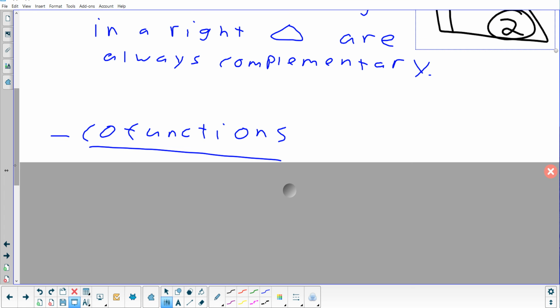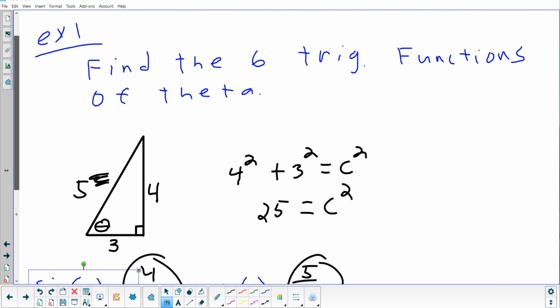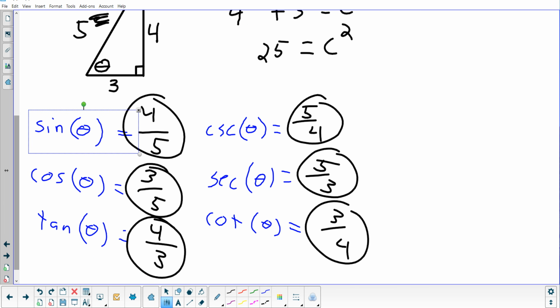All right, so I'm going to show you what we call in trig cofunctions. So one way to compare trig functions is the way that we did it here. These are called reciprocal functions. Reciprocal means you flip one to get the other. So sine and cosecant are reciprocals. Cosine and secant are reciprocals. Tangent and cotangent are reciprocals. Flip one to get the other.